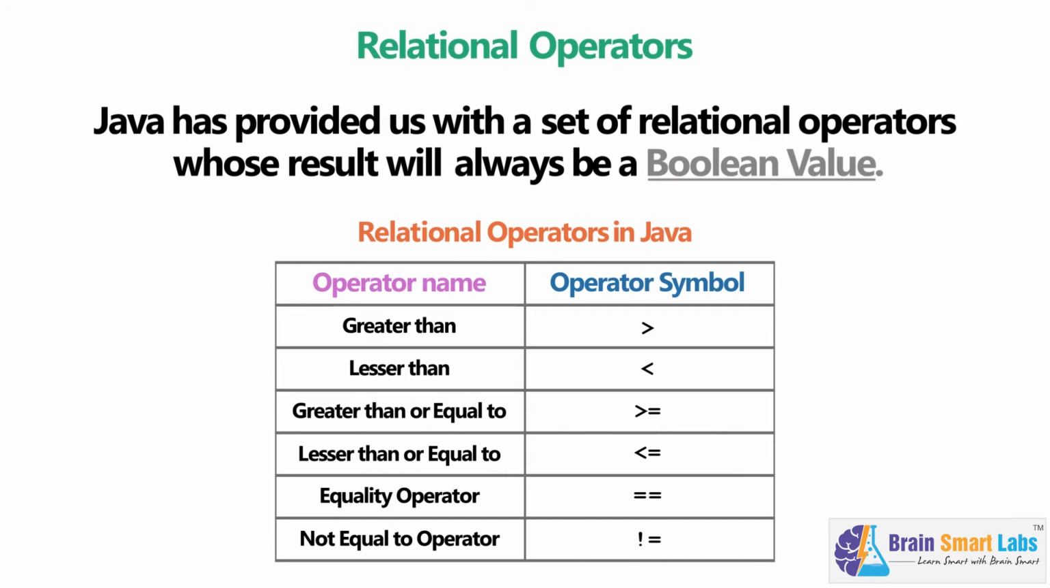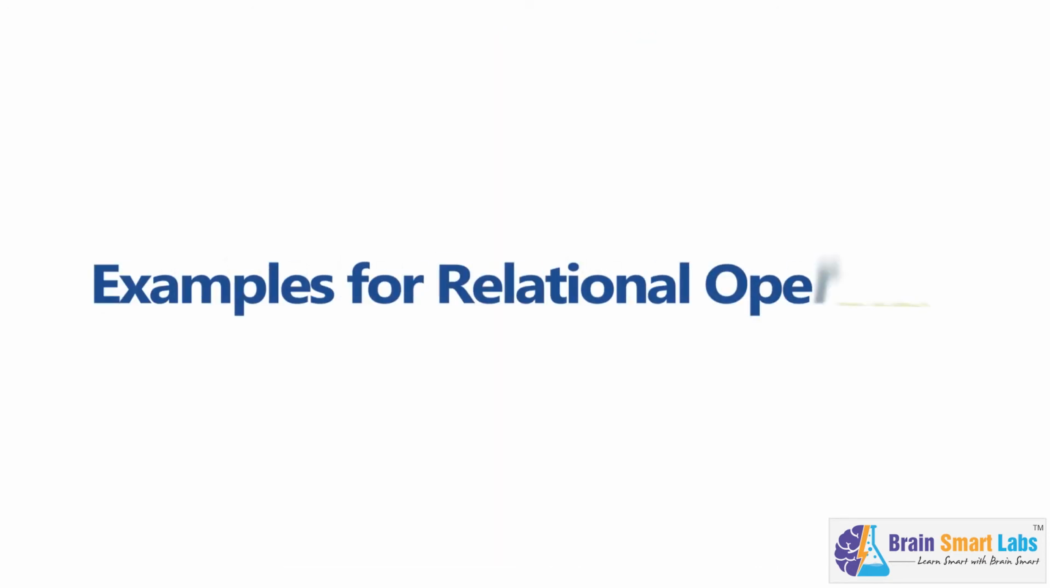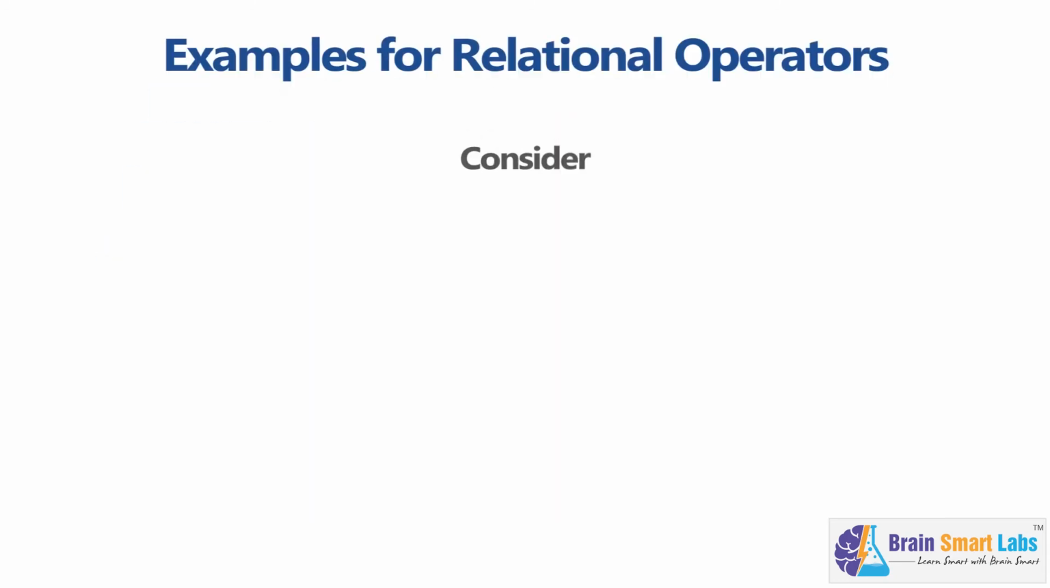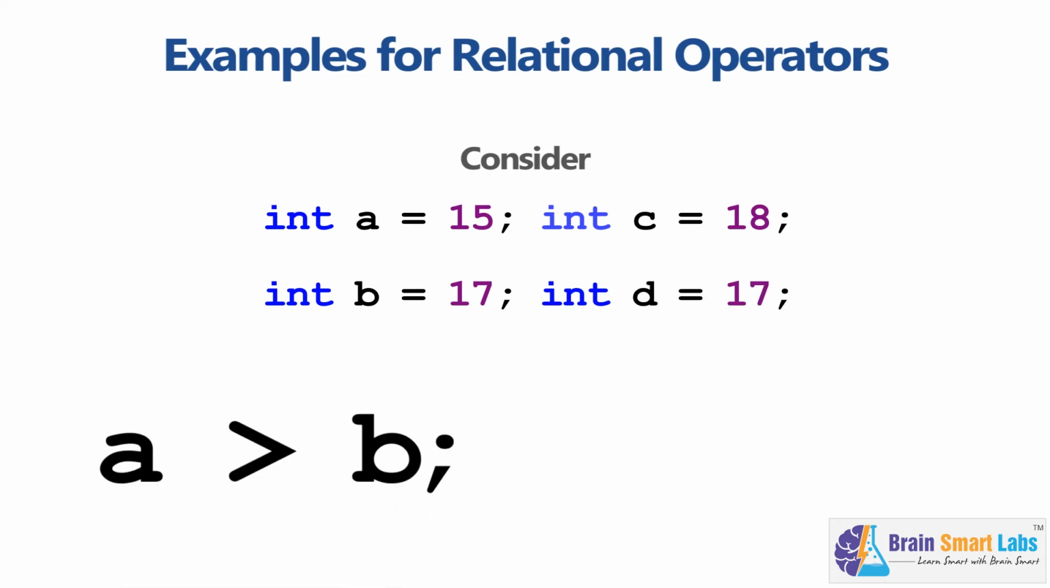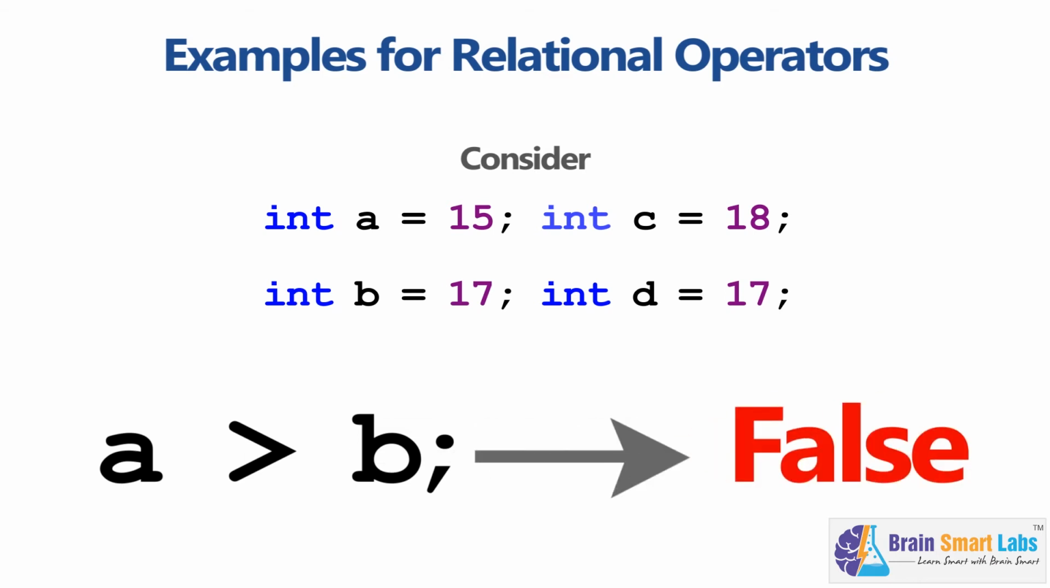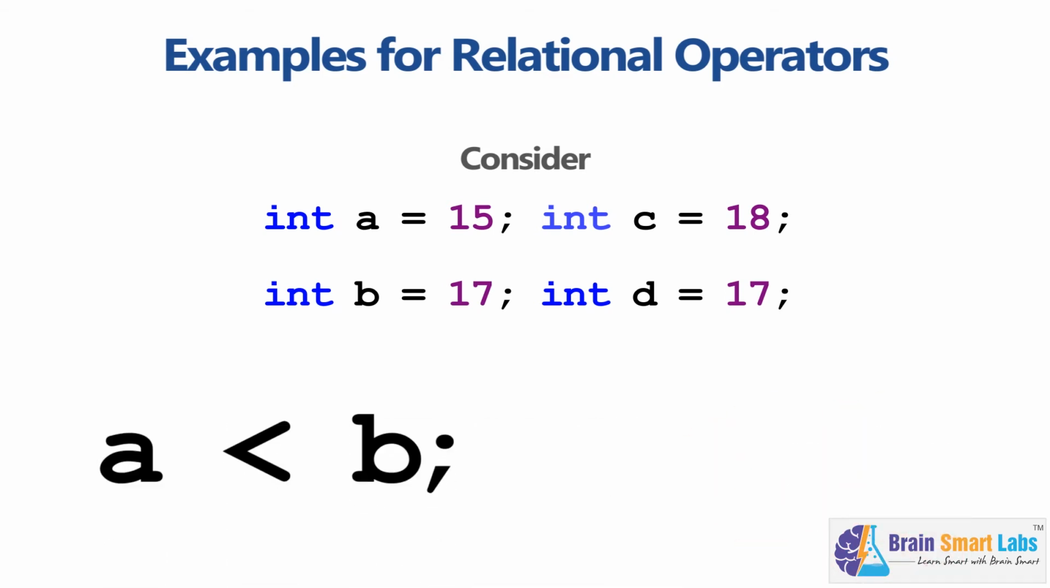Without any proper demonstration, you will not know head or tail of how to use it. So let us start seeing one by one and understand how it works. Consider int a = 15, int b = 17, int c = 18, and int d = 17. The operation a > b will result in false, whereas the operation a < b will result in true.